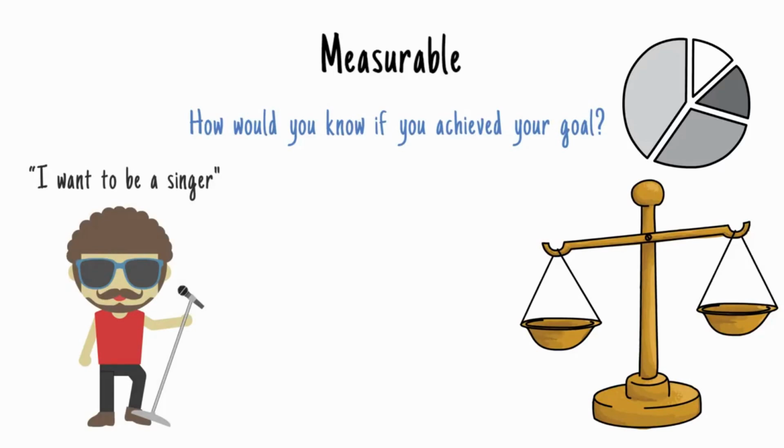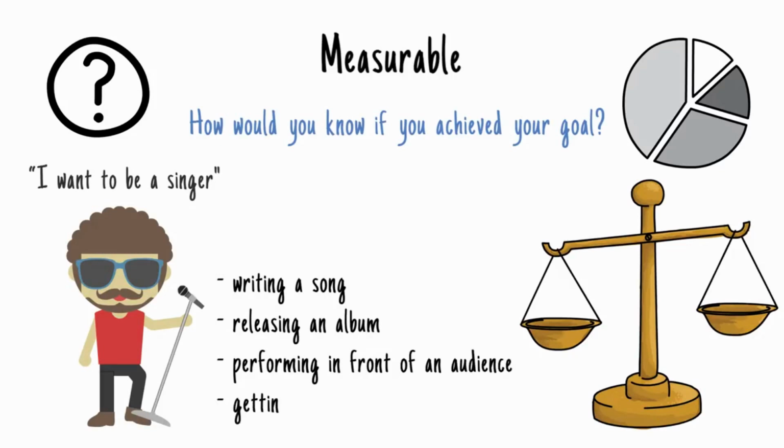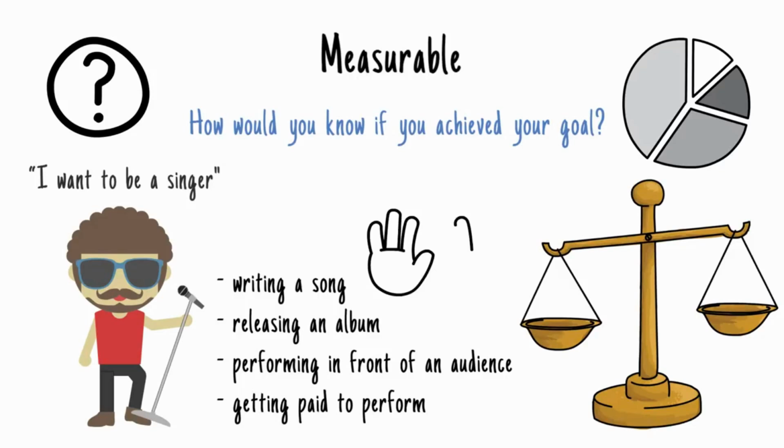Who decides what makes someone a singer, and how can you know if you become one? Some ways to measure your progress towards this dream can be writing a song, releasing an album, performing in front of an audience, or getting paid to perform. One side note: the fact that you make music and do what you love is already a huge success.